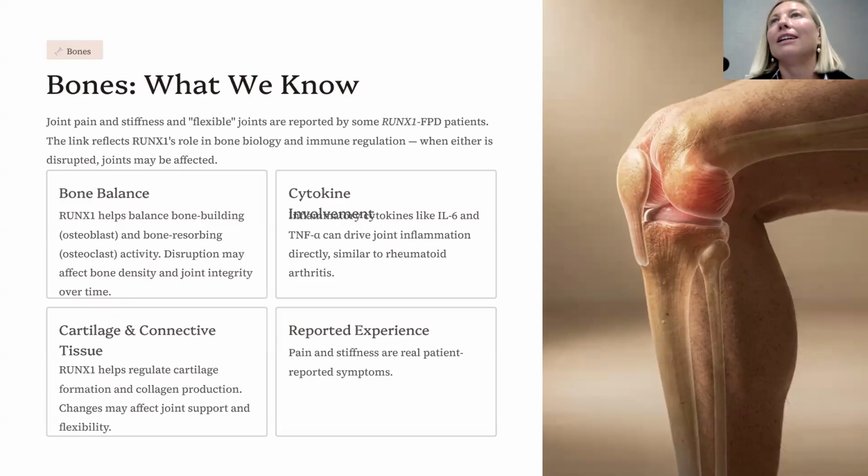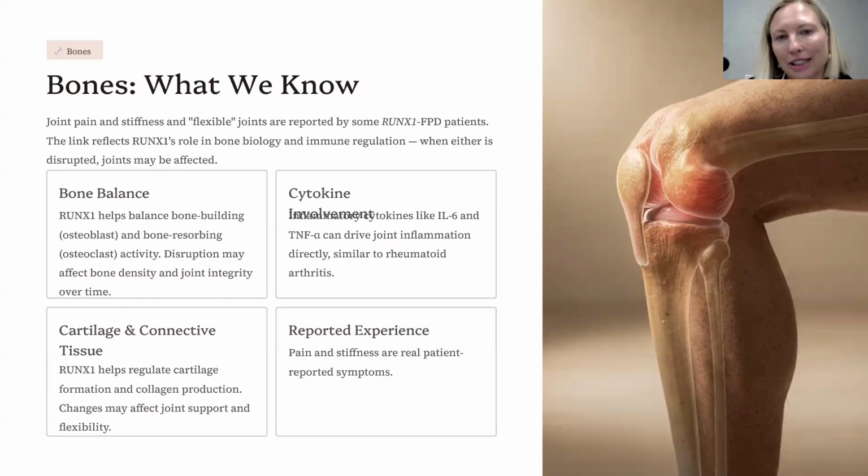In addition, the inflammatory cytokines that we keep talking about that are produced by the immune cells, like IL-6 and TNF alpha, those can directly affect the joints. In fact, they're really critical drivers of diseases like rheumatoid arthritis, psoriatic arthritis, rheumatoid diseases. So it's not a surprise that if those levels are getting to be quite high, that they would affect those tissues.